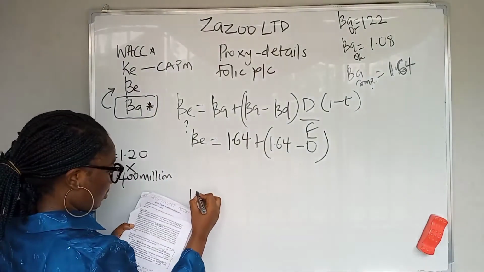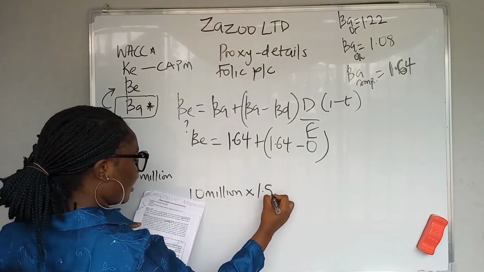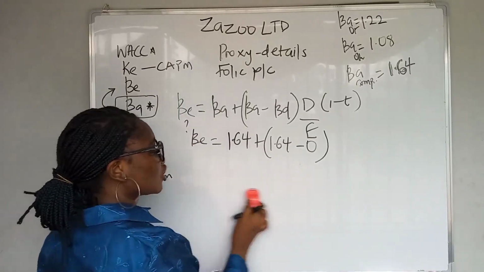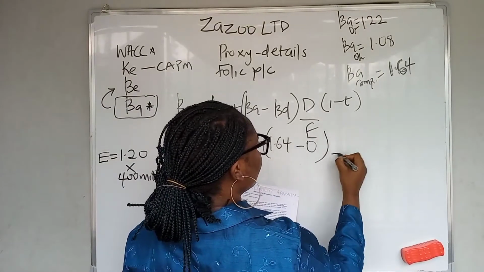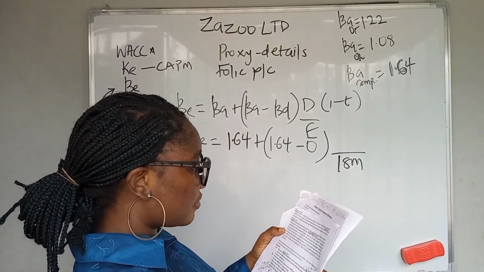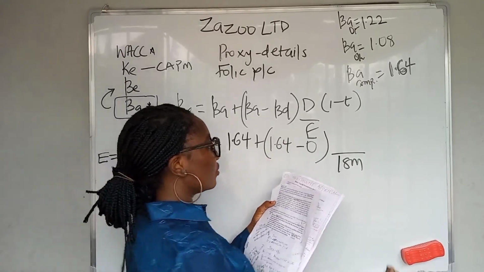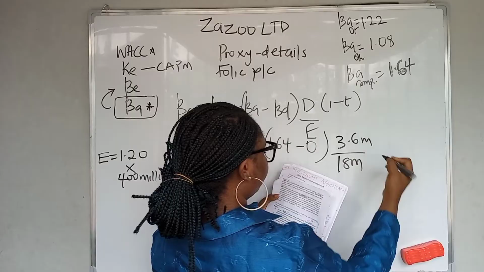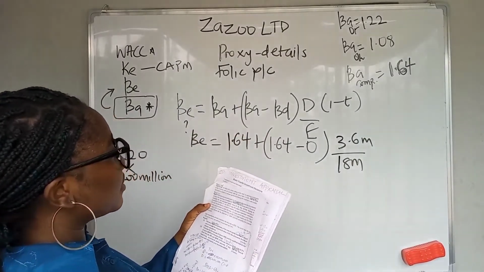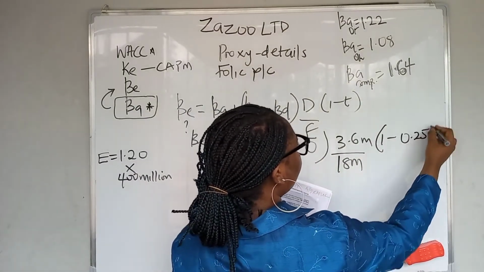So 10 million shares multiplied by $1.80, and that will give you 18 million. You don't need to be writing all these ones, don't even need to punch the calculator. So the equity is 18 million. Then the debt is what? They said its loans have a current value of 3.6 million, and an average after-tax cost of debt of 4.5%. You don't need the cost of debt here. All you need is 1 minus t, and the tax rate is 0.25.